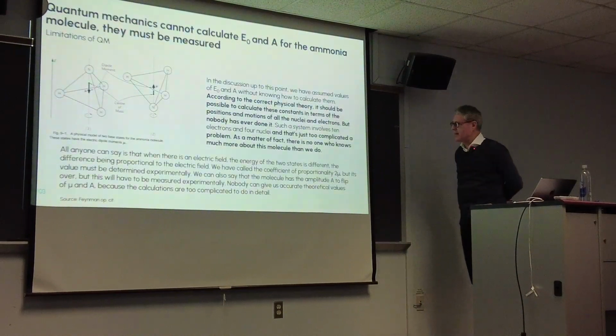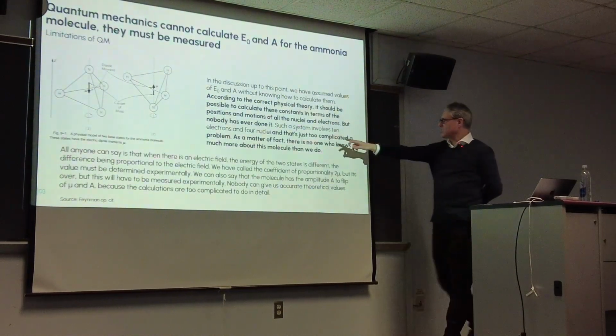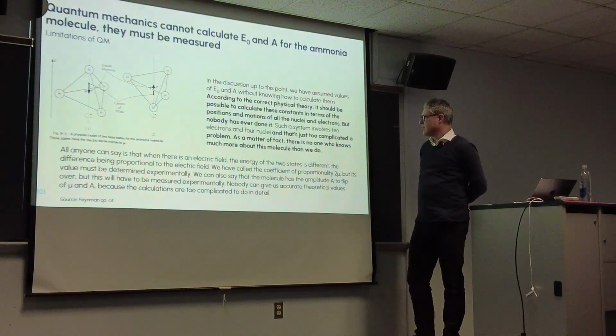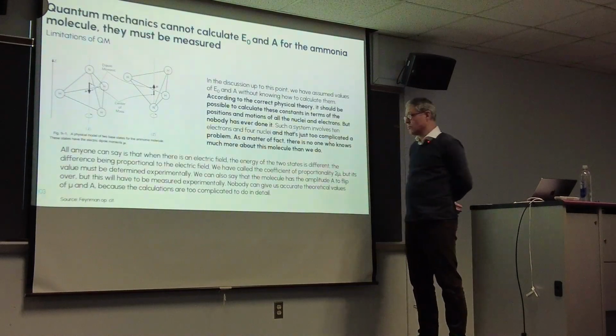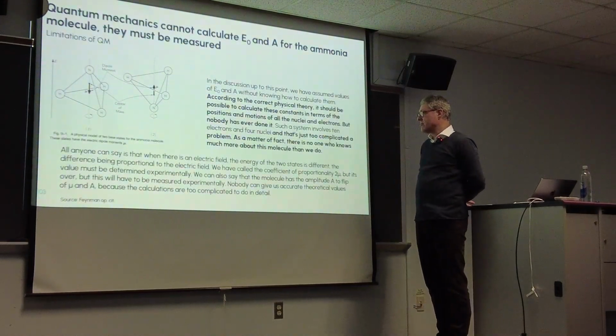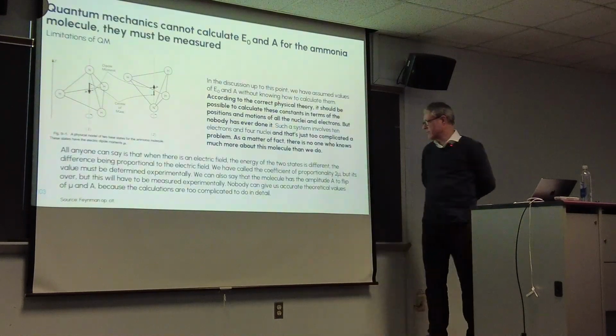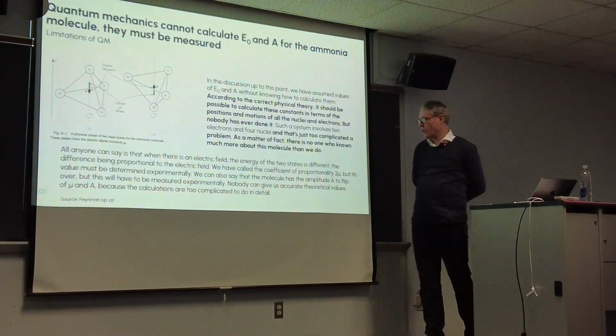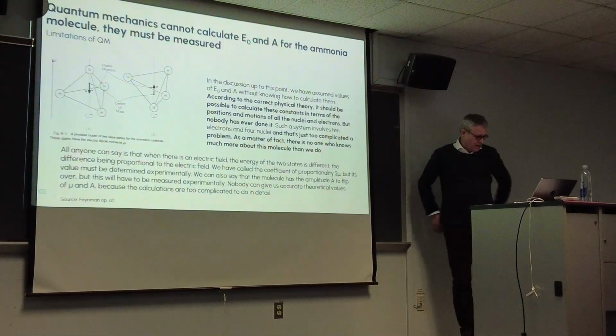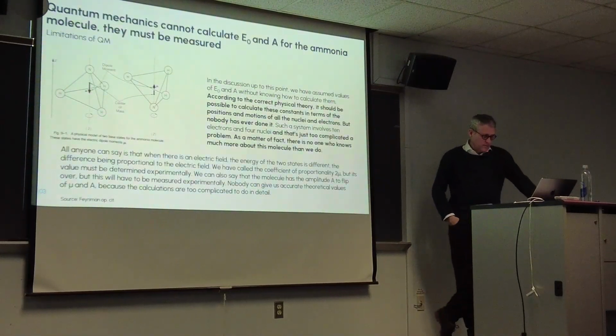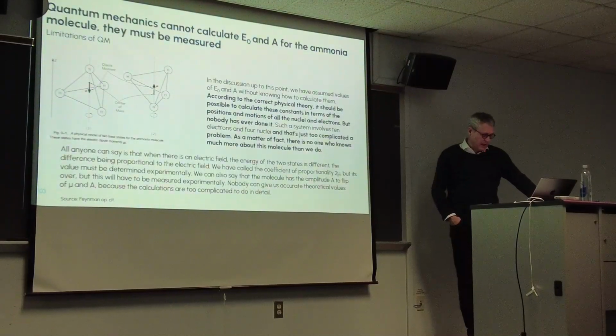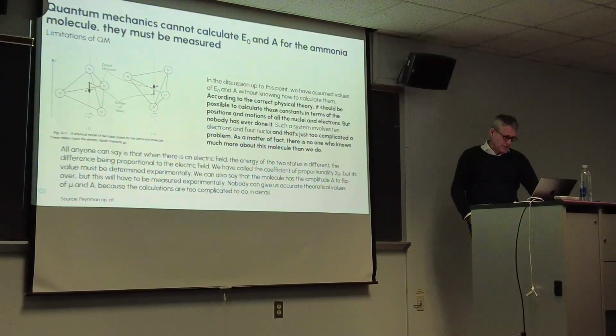Such a system involves 10 electrons and 4 nuclei, and that's just too complicated a problem. As a matter of fact, there is no one who knows much more about this molecule than we do. That's still true. All anyone can say is that when there is an electric field, the energy of the two states is different, the difference being proportional to the electric field, and we have called the coefficient of proportionality 2 mu, but its value must be determined experimentally. We can also say that the molecule has an amplitude A to flip over, but this will have to be measured experimentally. Nobody can give us accurate theoretical values of mu and A, because the calculations are too complicated to do in detail.